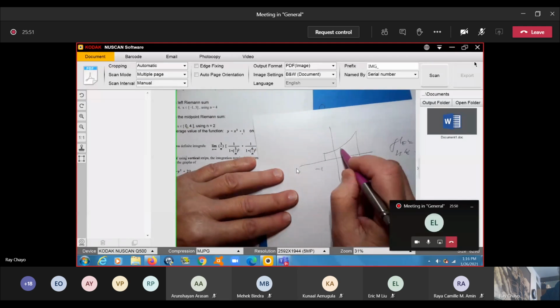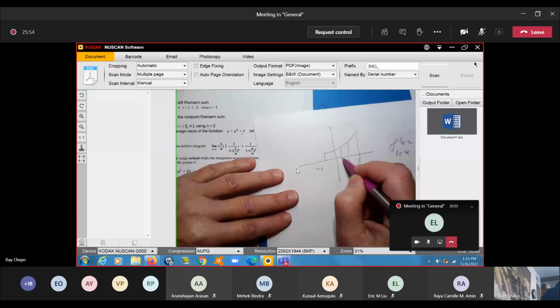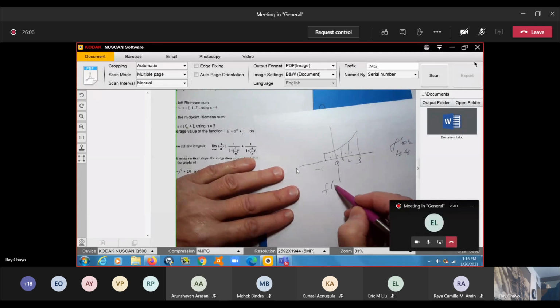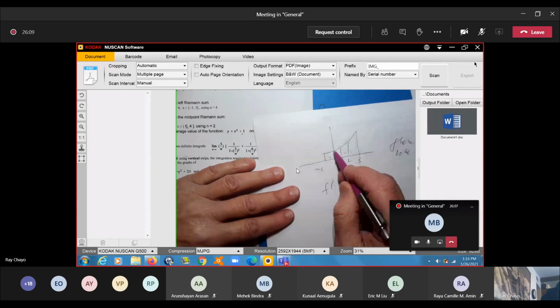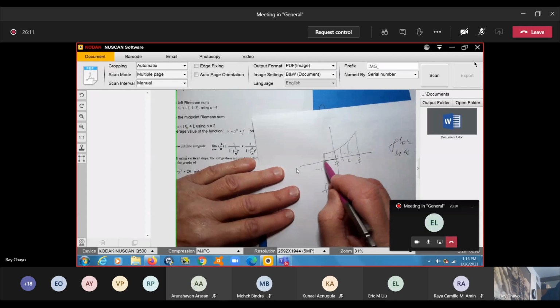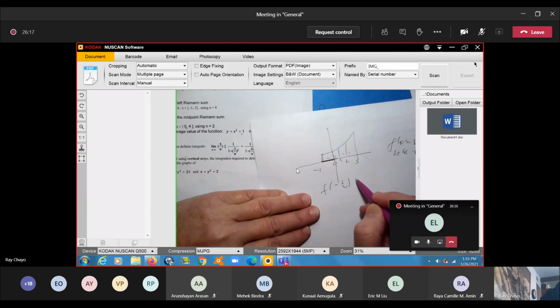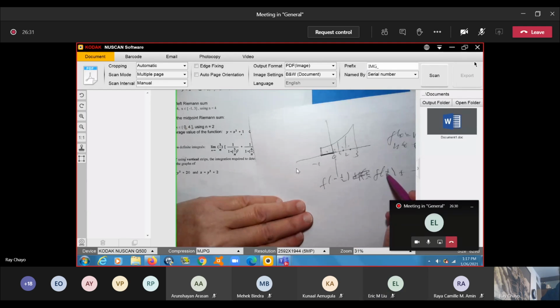But let's say you want 4 rectangles: 1, 2, 3, 4. So your first one is here. You're going to take f of, guess what, the middle. That's the first base. So you have to take negative 1/2, exactly. And then f of 1/2. And so on: 1/2, 1.5, 2.5.